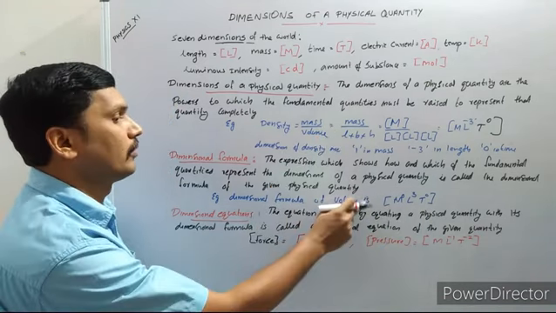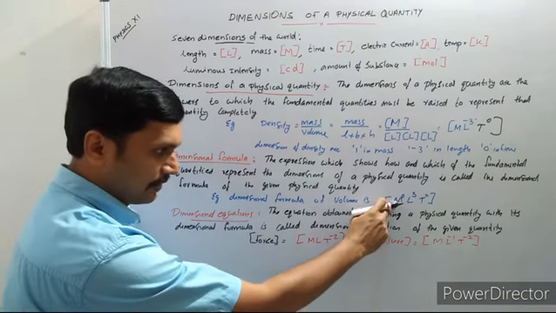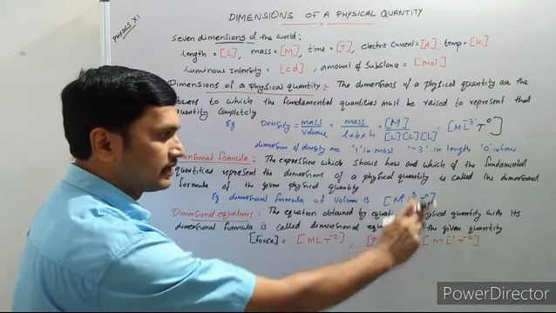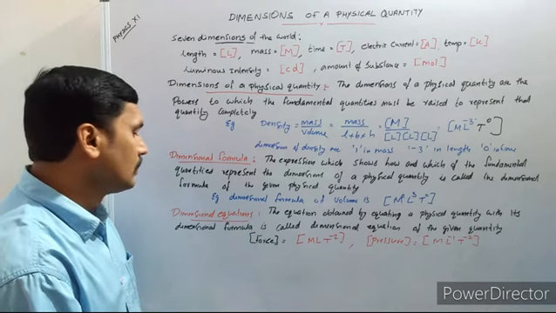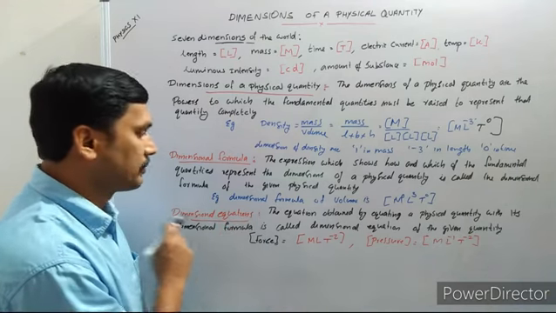So that's the dimension formula of volume: M raised to 0, L raised to 3 and T raised to 0. Now let us see what is the dimensional equation.